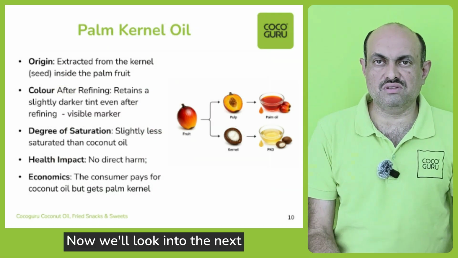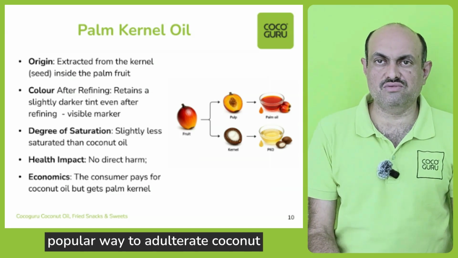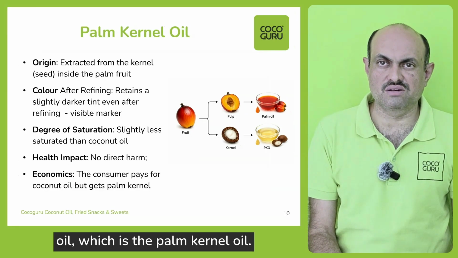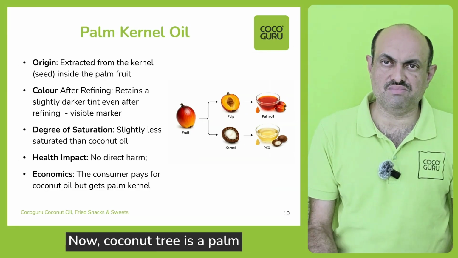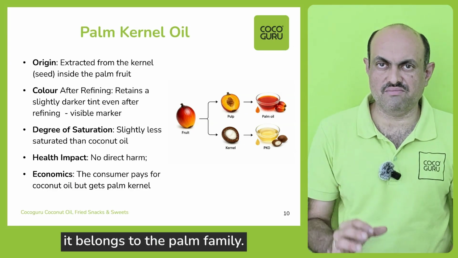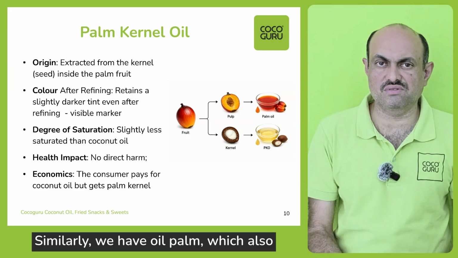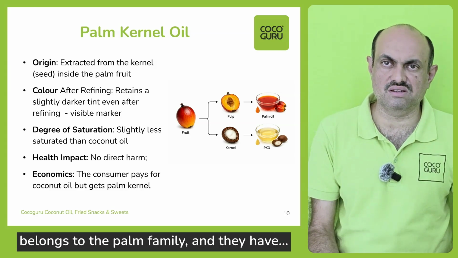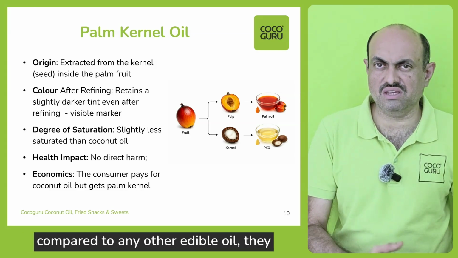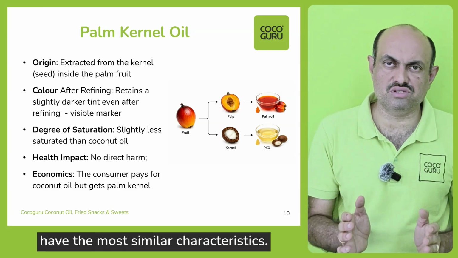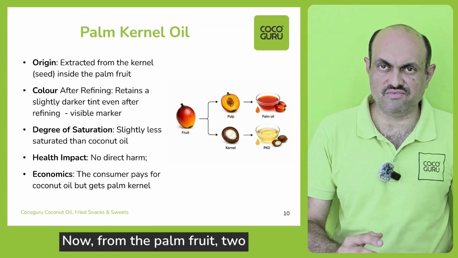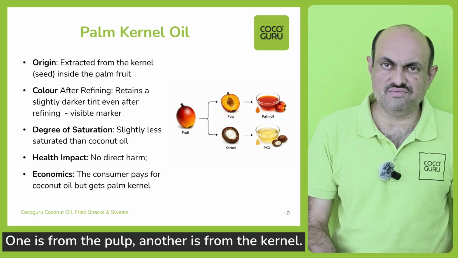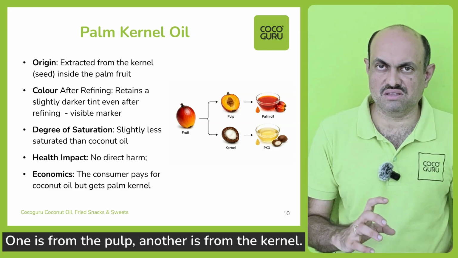Now we'll look into the next popular way to adulterate coconut oil, which is palm kernel oil. The coconut tree is a palm, it belongs to the palm family. Similarly, we have the oil palm, which also belongs to the palm family, and compared to any other edible oil, they have the most similar characteristics. From the palm fruit, two types of oil can be derived: one from the pulp, another from the kernel.